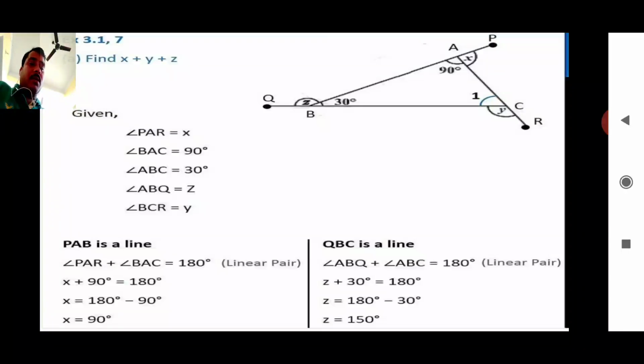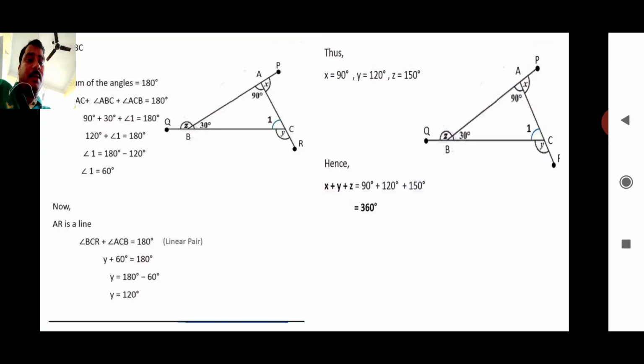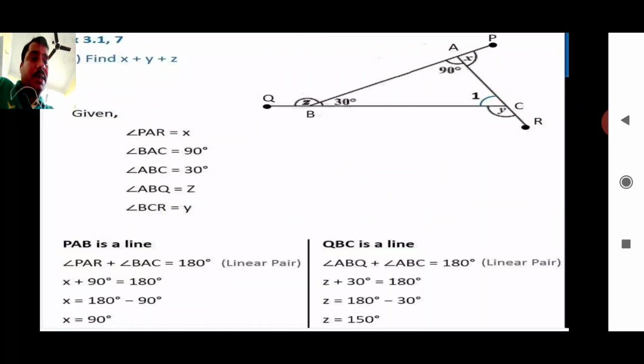Student, you observe that in the given figure, x, y and z all are exterior angles, and the sum of exterior angles of a polygon is always 360. But here we can't apply the exterior angle property, we apply the interior angle property and find out the value of x plus y plus z. So let's first start.